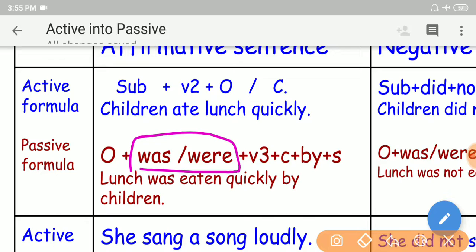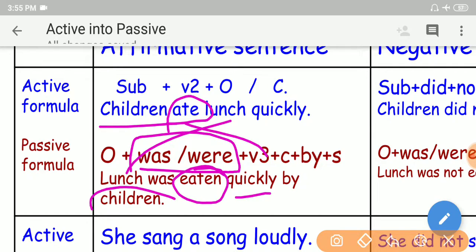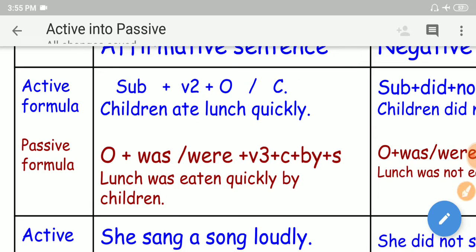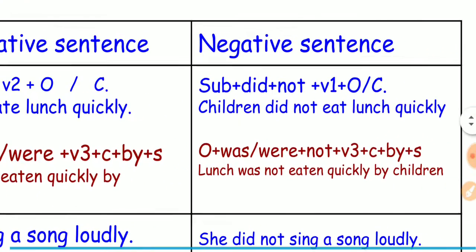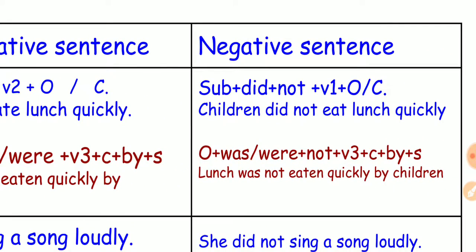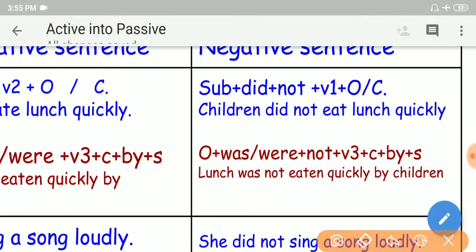Again, everything else is changed. What is the V3 form of ate? Eaten. The V3 form of ate is eaten. So lunch was eaten quickly by children, my dear friends. This is the passive voice of simple past tense. Like this, the negative sentence is the same. In simple present tense we use children do not eat lunch quickly. Here in simple past we use children did not eat lunch quickly. So lunch was not eaten quickly by children in the passive sentence, my dear friends.